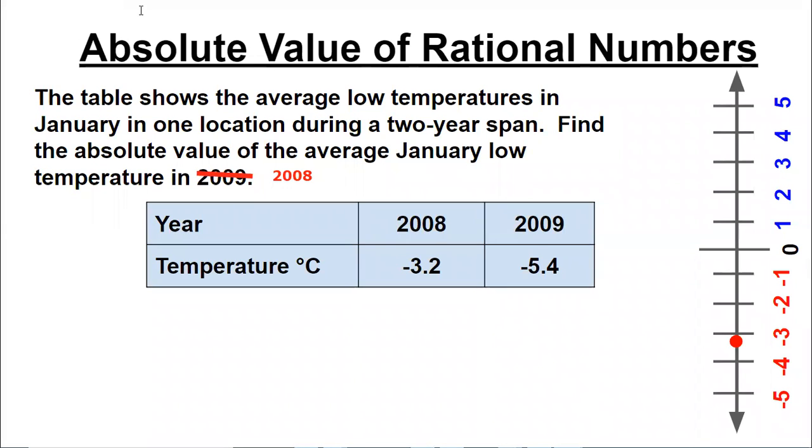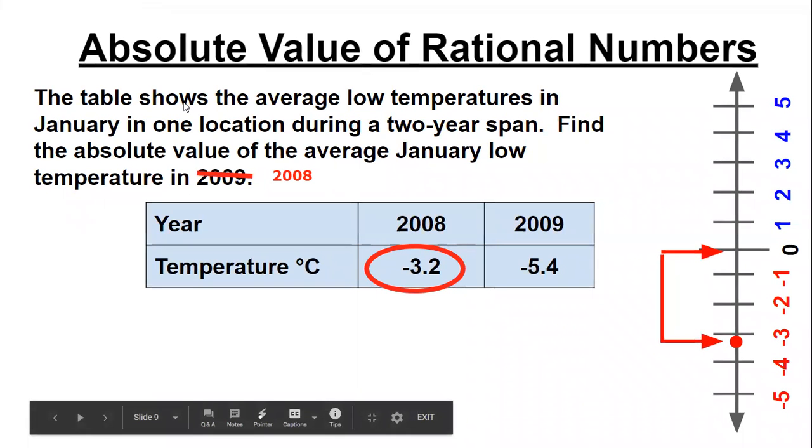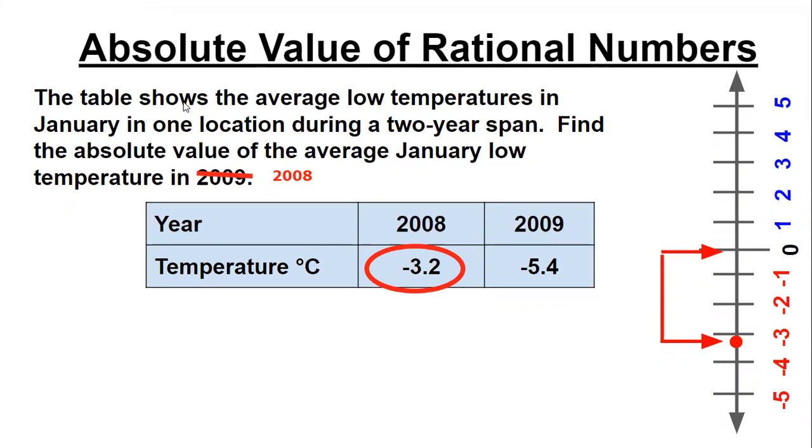Okay, so we're finding the average January low temperature in 2008. So I'm looking for this number. Okay, negative 3.2. And so here it is, graphed negative 3.2. I went past negative 3, 2/10 of the way. 0.2 is divided into tenths now. And then I have to see how far away it is from 0.